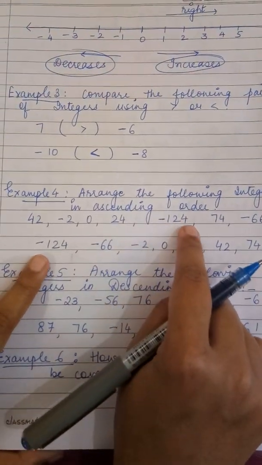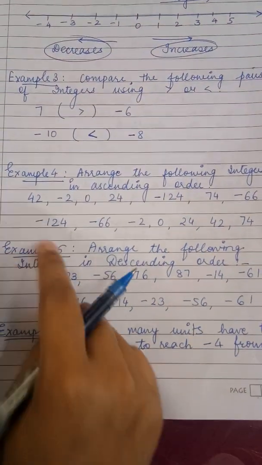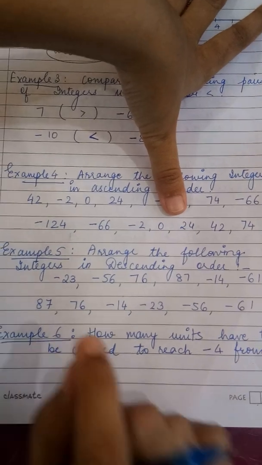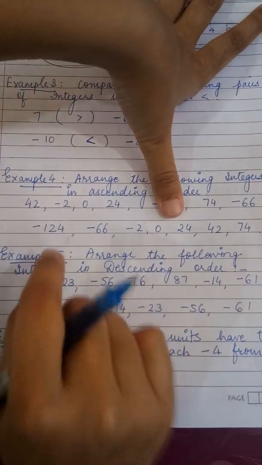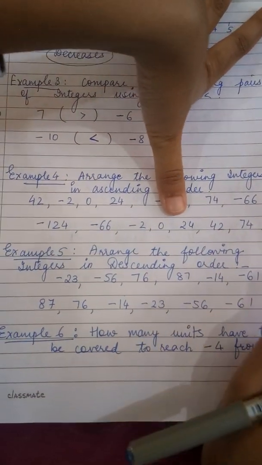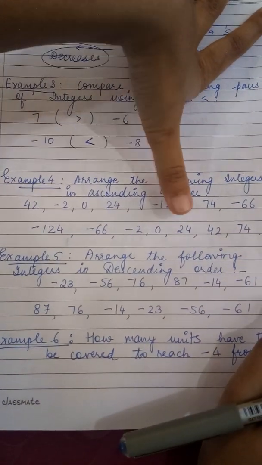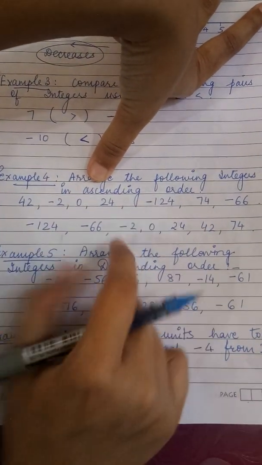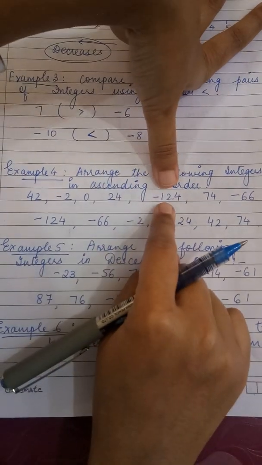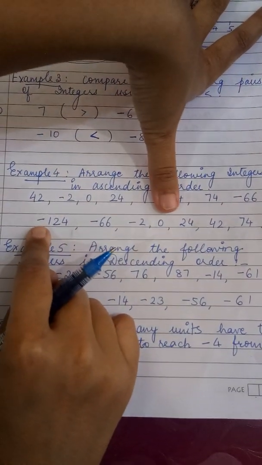So minus 124 I'm going to write firstly. Now minus 124 is done. Firstly, we are going to check all the negative integers, because all the negative integers are less than the positive integers. So that's why we are going to firstly look at the negative integers. Minus 124, done.